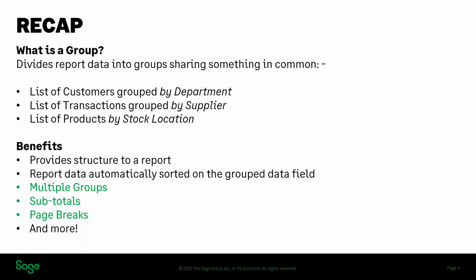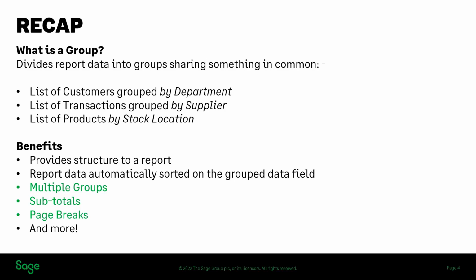So a quick reminder of the benefits of adding groups to reports. A group is a means of dividing a list of report data by something that's shared in common. So for example, it could be a list of customers grouped by department, a list of transactions grouped by supplier account reference or supplier account name, or a list of products grouped by location. There's loads of different examples. So the benefits a group gives you is that it provides structure to a report, which often makes the data easier to interpret. Your report data is automatically sorted by any groups added to the report, and this can be in either ascending or descending order.